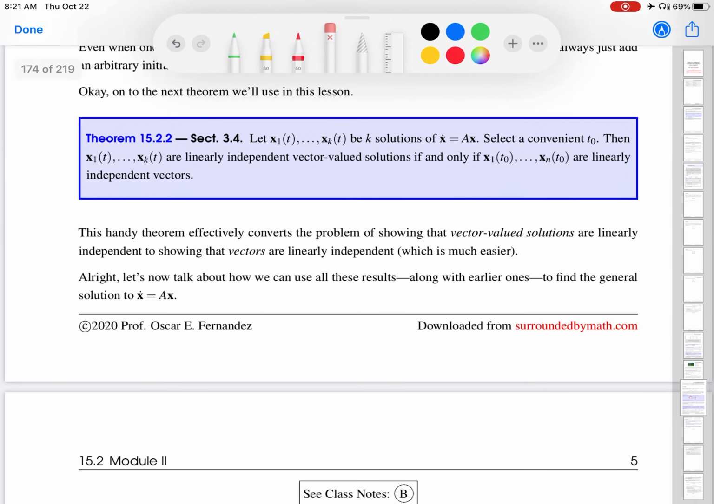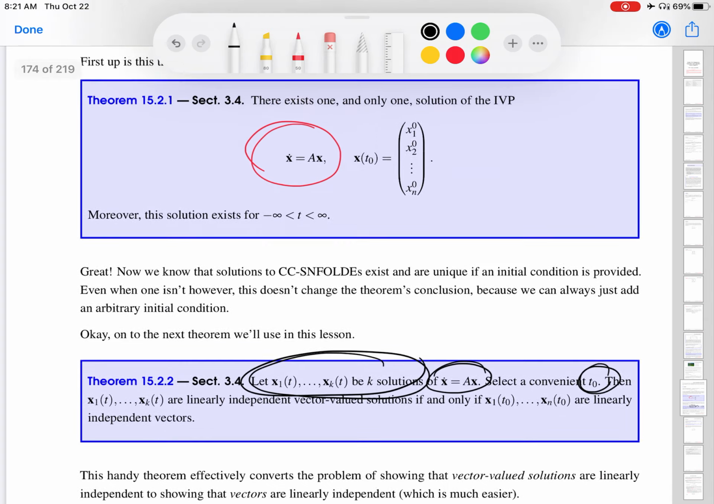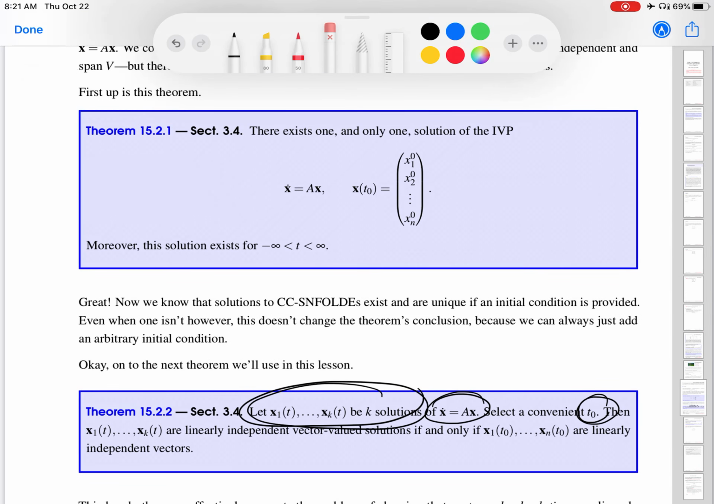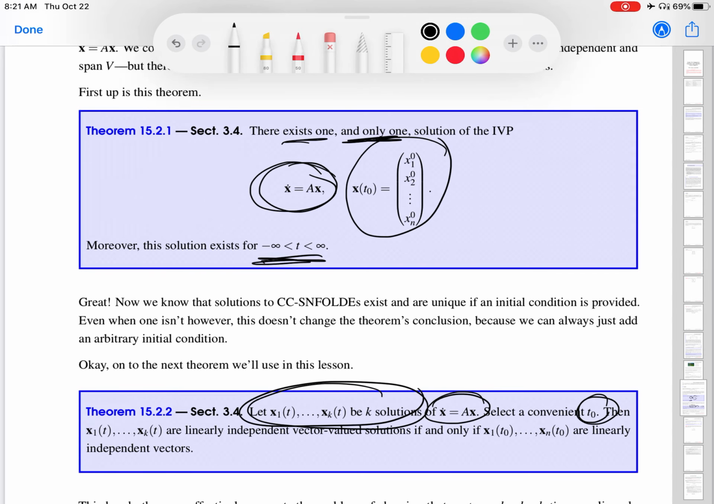Great. This is the theorem that I'm referring to. What does this theorem say? Suppose I have k solutions to x dot equals Ax. Great. Pick your favorite t sub 0. Why can I say that? Why don't you have to pick specific t sub 0s? Because of this theorem, which says that if you pick an initial condition, there always exists a unique solution to x dot equals Ax, and it's defined for all t.